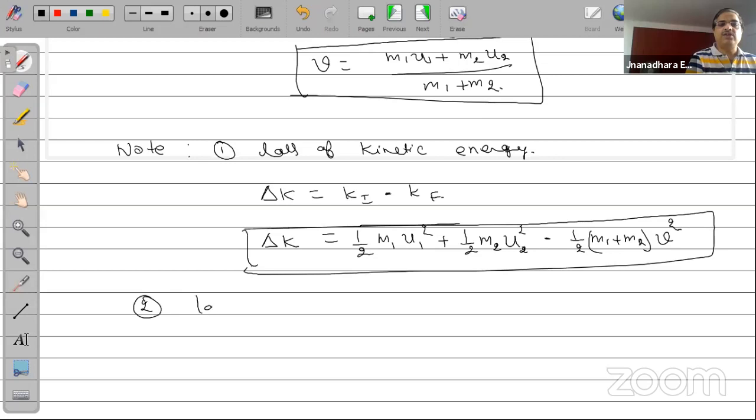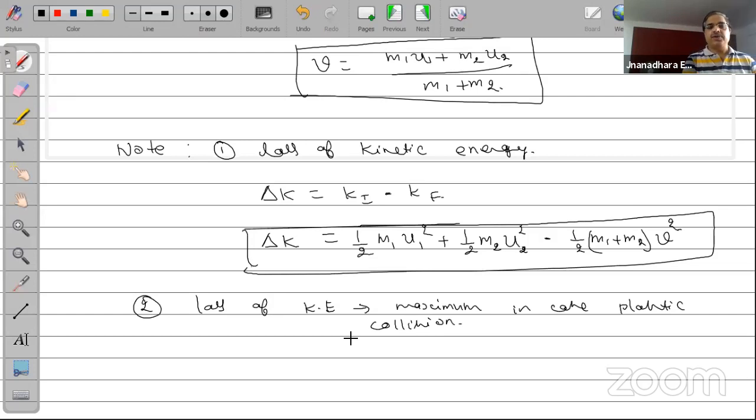We also further note that the loss of kinetic energy is maximum in case of plastic collision. You'll have this to be maximum loss in this case.